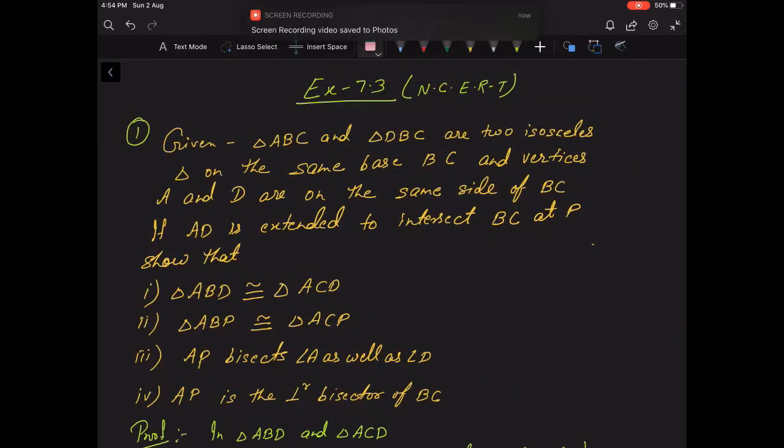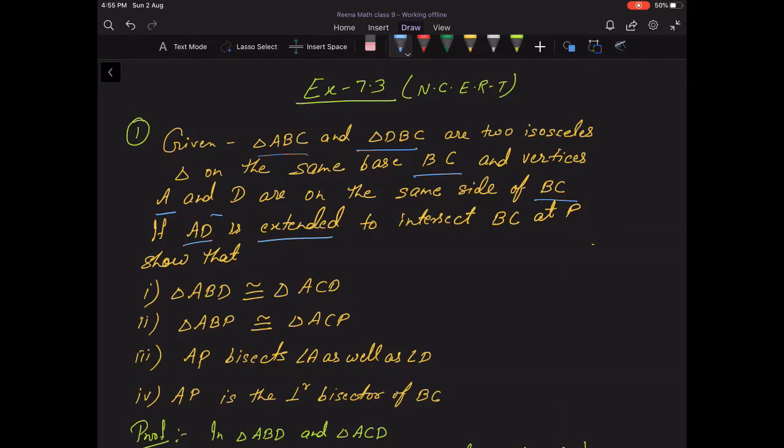Let us start question number 1 of exercise 7.3, which says that triangle ABC and triangle DBC are two isosceles triangles on the same base BC, and the vertices A and D are on the same side of BC, and AD is extended to intersect BC at P. Let us see the diagram.